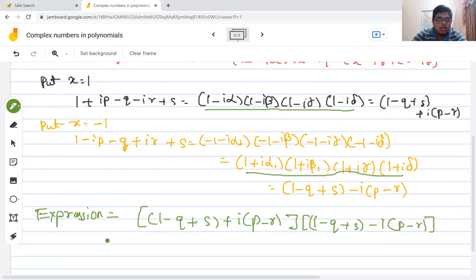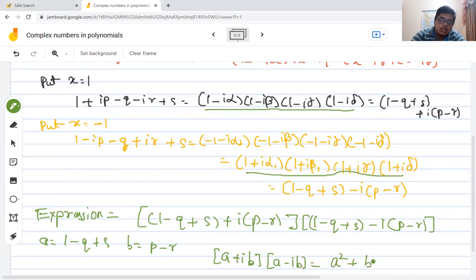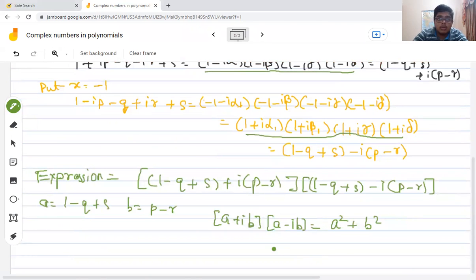Now we are going to do a simple substitution. Let a equal to 1 minus q plus s and b equal to p minus r. So what are we going to have? We're going to have a plus ib times a minus ib. This you can verify is equal to a square plus b square. Multiply them term-wise, you'll get to know. So now what is a? As we had made the substitution, it's 1 minus q plus s the whole square, and b is nothing but p minus r the whole square. This is the expression we got.